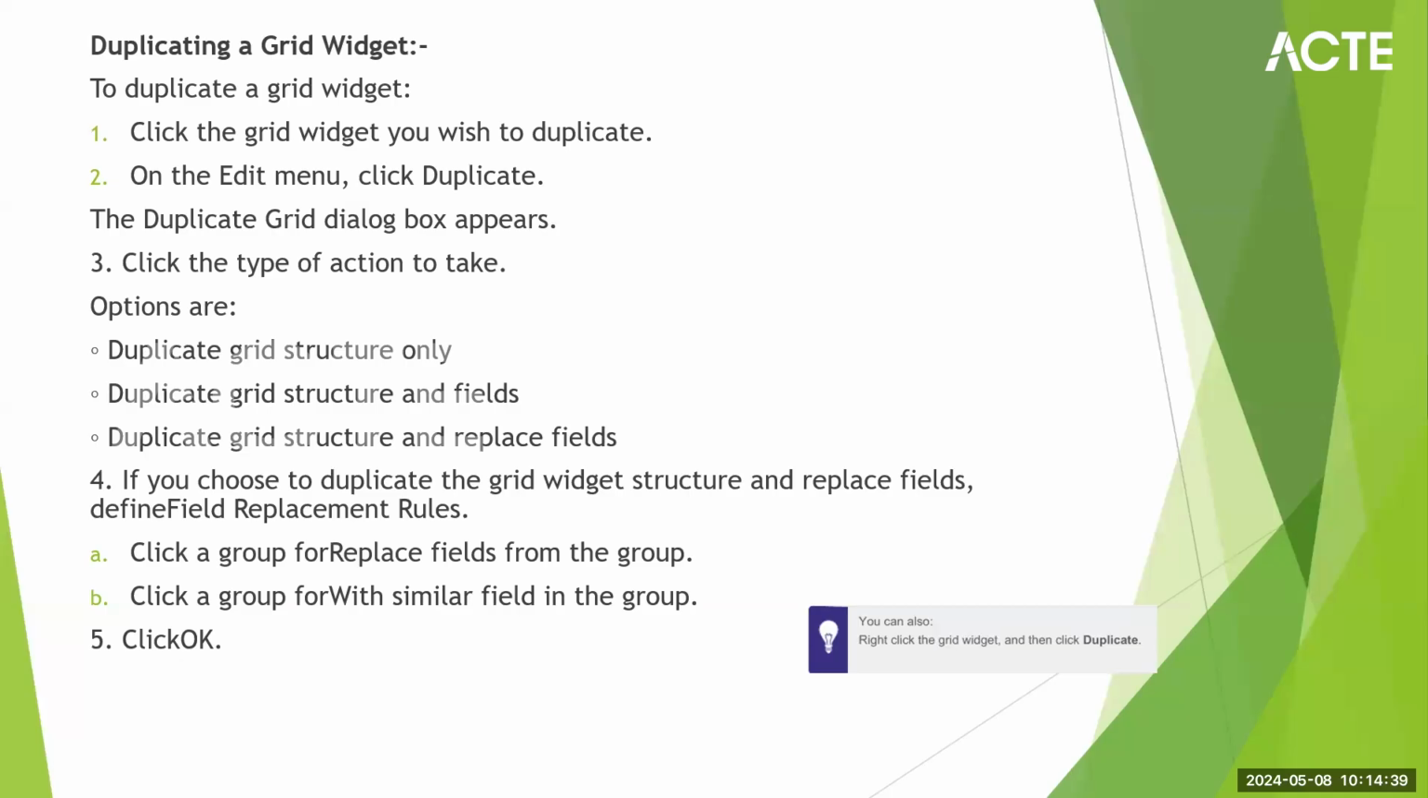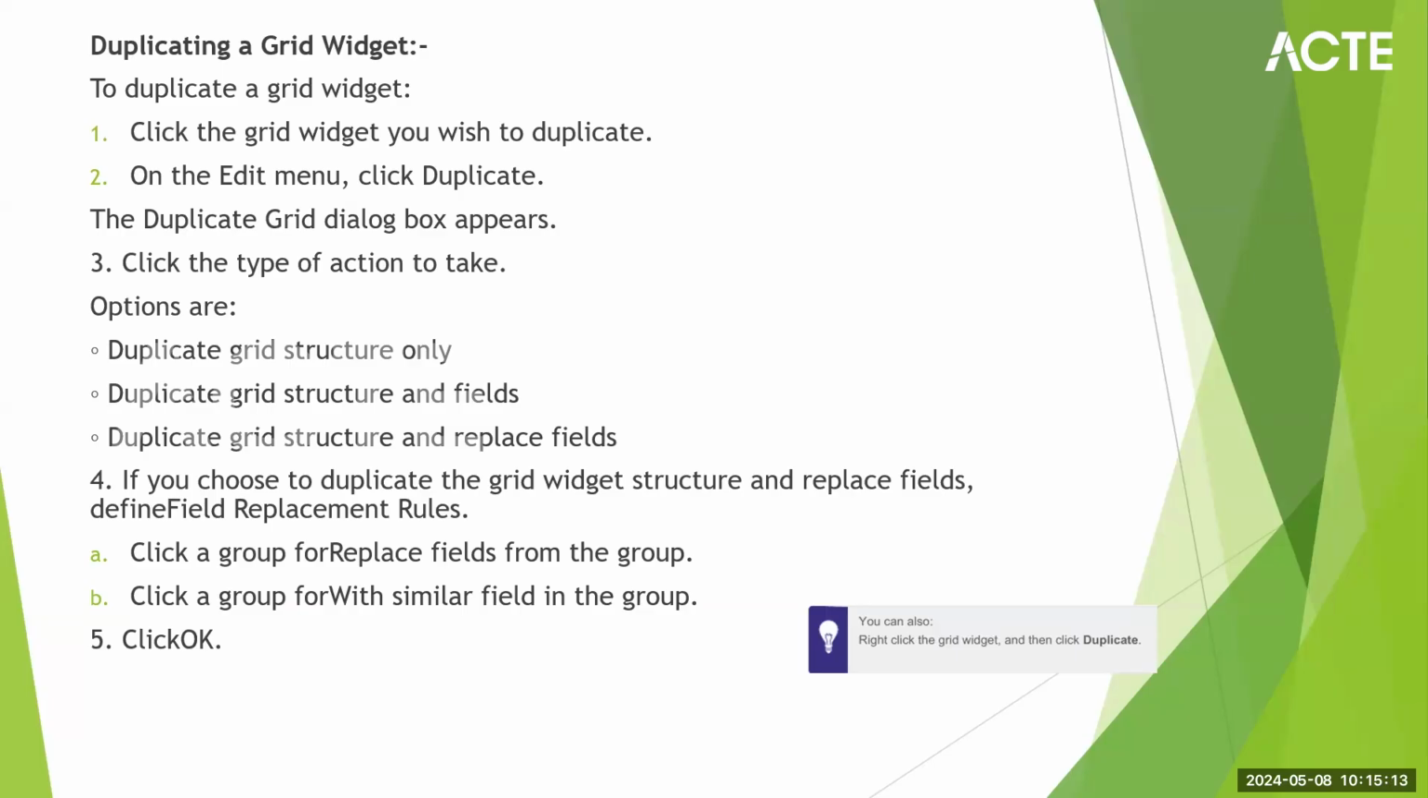Grid structure means only that main heading structure will be duplicated, whereas grid structure and fields means whatever fields you have created will all be duplicated along with the grid as well. If you don't want to duplicate the fields, but you want to replace those fields with some other new fields, then in that case you will be doing duplicate grid structure and replace fields.